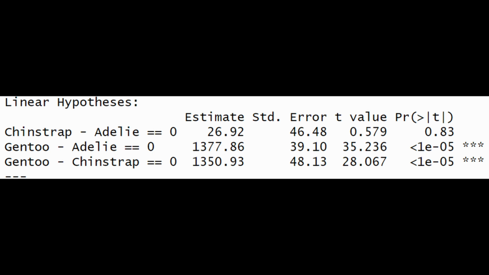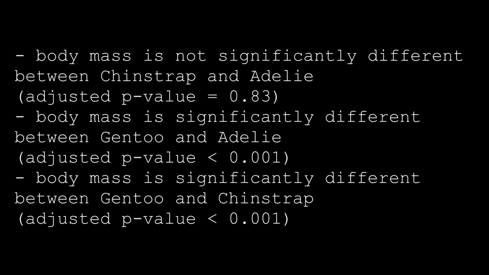So how do we state that in our conclusion? Well, informally, in our worksheet, we already saw that it's stated here for us. Body mass is not significantly different between Chinstrap and Adelie, adjusted p-value is 0.83. Body mass is significantly different between Gentoo and Adelie, the adjusted p-value was less than 0.001. And body mass is significantly different between Gentoo and Chinstrap, the adjusted p-value is less than 0.001. So that's a quick and dirty way of stating the results from the table that we just looked at.